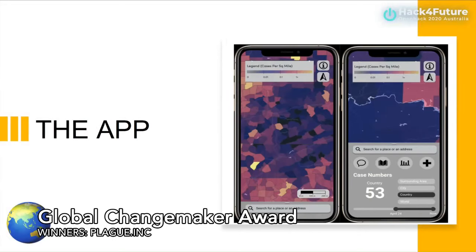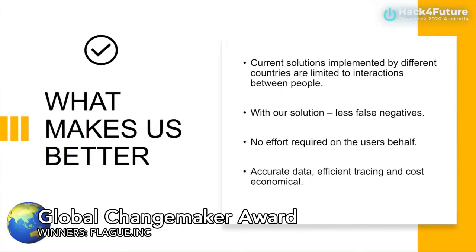This is a prototype of our app, which will provide a live visual representation of positive case location data. Other functionalities include statistics and real-time data updates for locations. Note that the app does not use the location of the phone, and instead the user has to search for their desired location. What makes this better is the fact that our system requires no effort on the user's behalf, and it only costs about 2% of the existing solution in the United States of America.